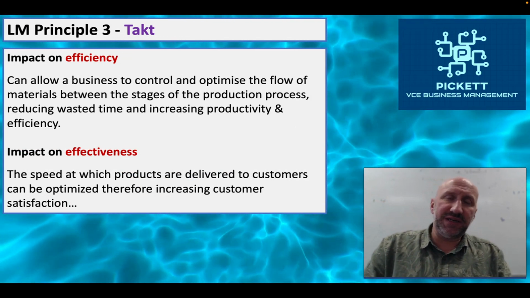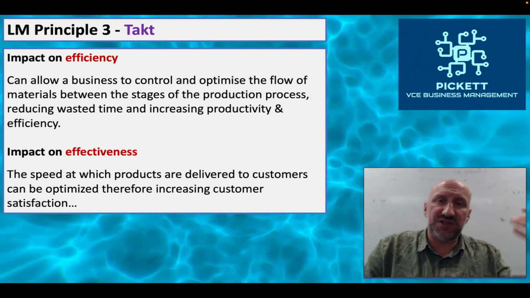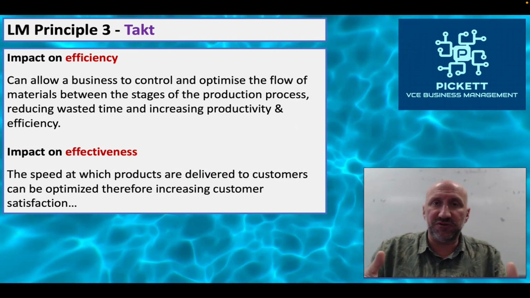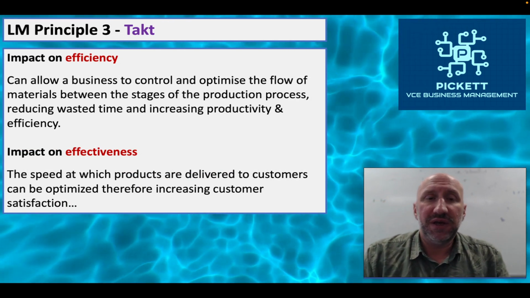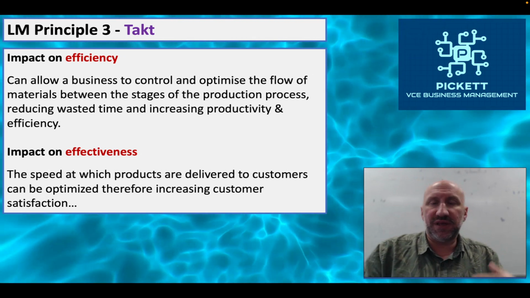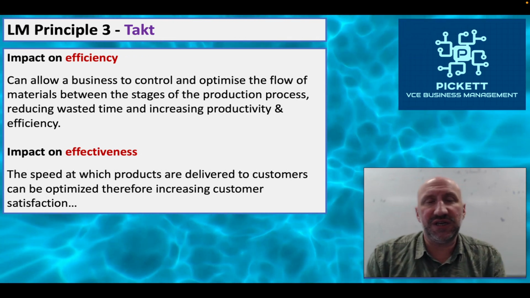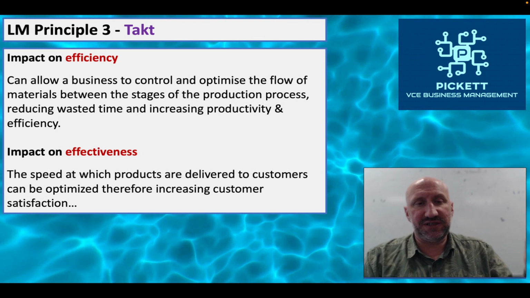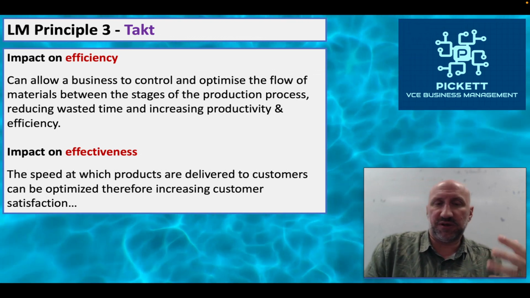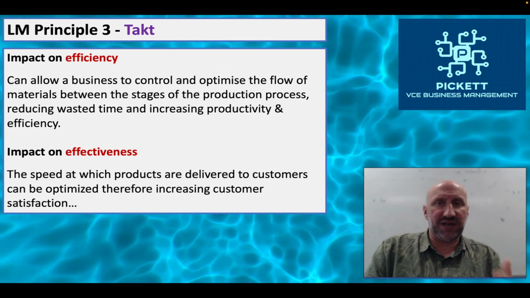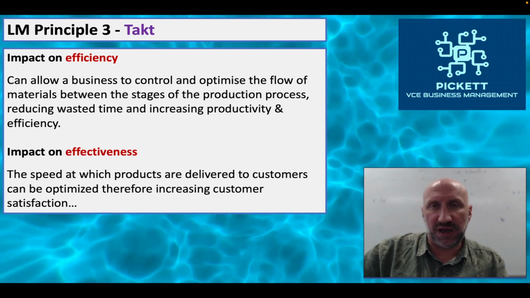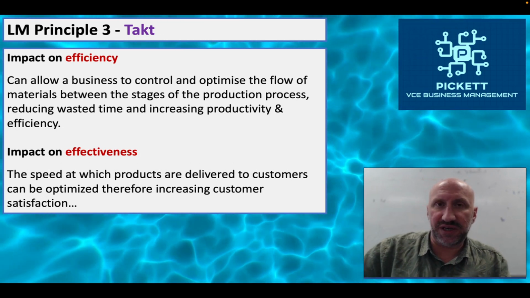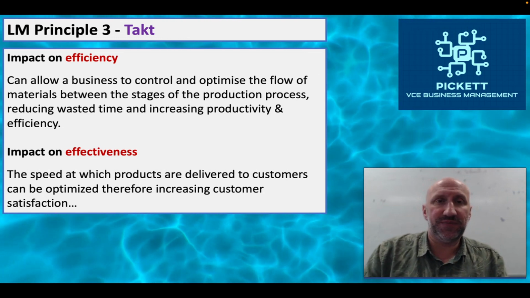Impact on efficiency: it allows the business to control and optimize the flow of materials between the stages of the production process and also the output. That reduces wasted time, therefore increasing productivity and efficiency. And in terms of effectiveness, the speed at which products are delivered to customers can be optimized, therefore increasing customer satisfaction, and all those other things that come off the back of increasing customer satisfaction.